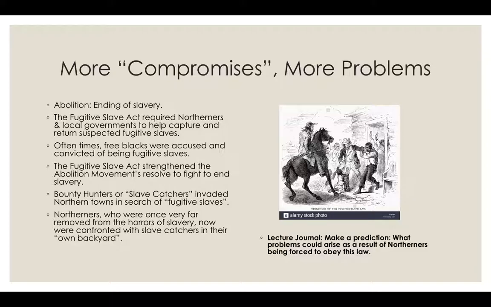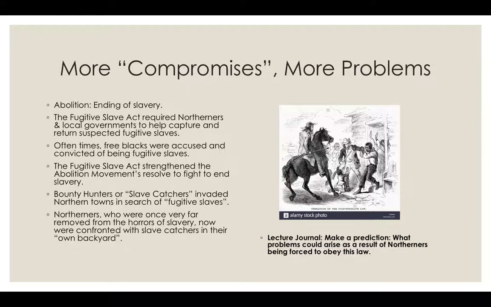The Fugitive Slave Act required Northerners and local governments to use their resources to help capture and return suspected fugitive slaves. Oftentimes, free blacks, people who were never slaves, were accused and convicted of being fugitive slaves. Bounty hunters, or sometimes they were called slave catchers, invaded northern towns in search of so-called fugitive slaves that they could then turn in for a reward.